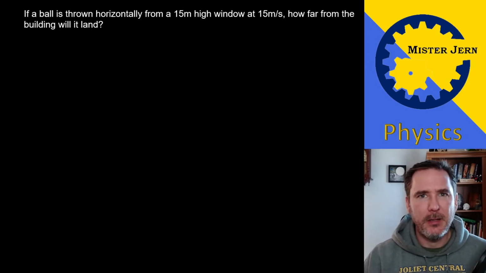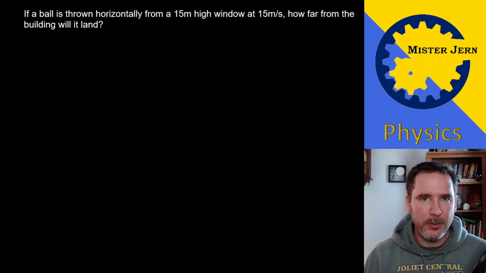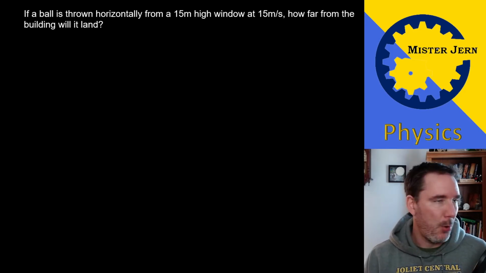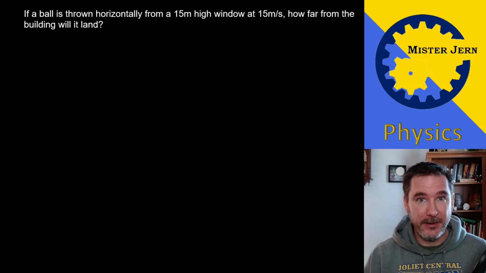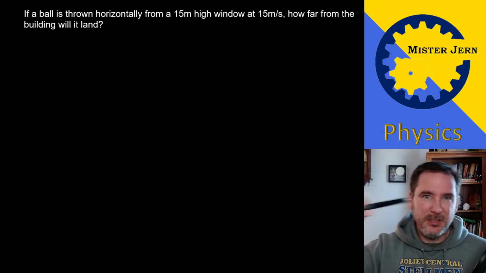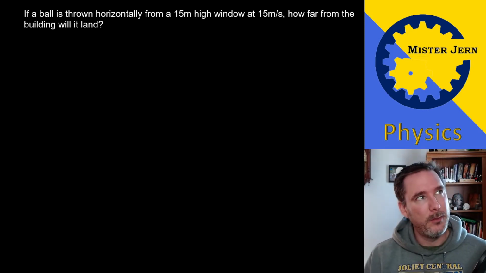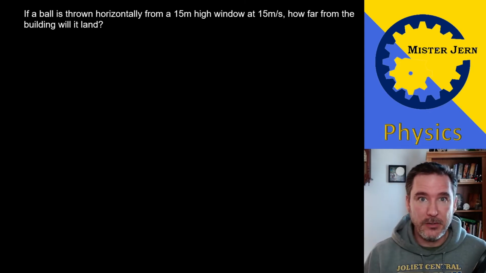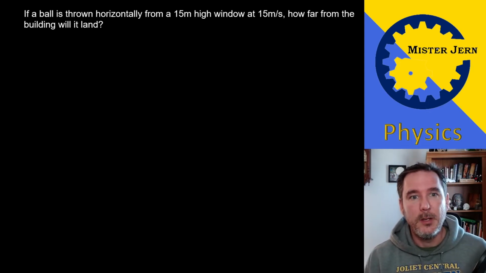All right, this is Mr. Jern, and right now I'm going to show you how to solve some problems involving horizontally launched projectiles. Horizontally launched means that it's not fired at an angle, it is fired completely horizontal. So in other words, the initial velocity in the y direction will be 0.